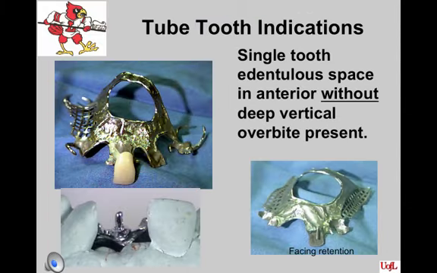This is an example of the tube tooth used in the anterior. It may be used for a single tooth replacement to give added strength and retention to the prosthetic tooth. A deep vertical overbite is a contraindication to its use. Other options for the single-tooth anterior replacement might be the reinforced acrylic Pontic, the facing, or the braided post. Which one is best depends upon occlusion, and sometimes it's just personal preference.